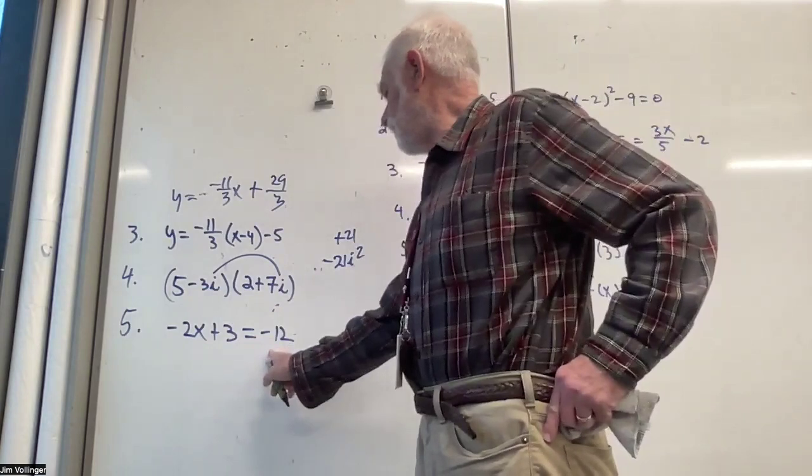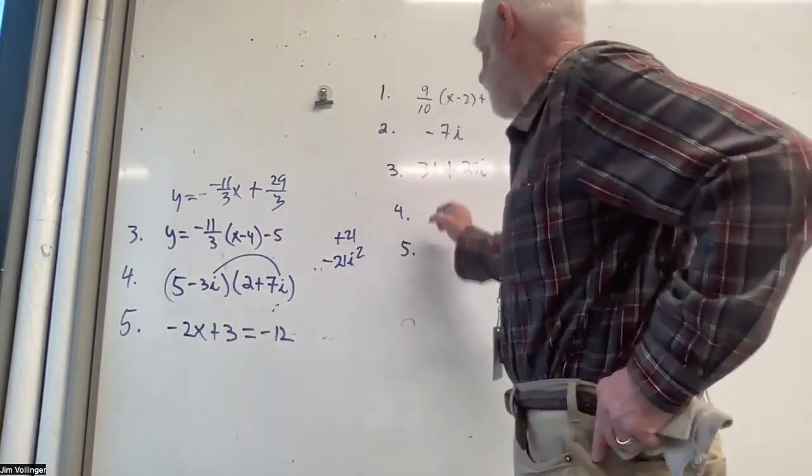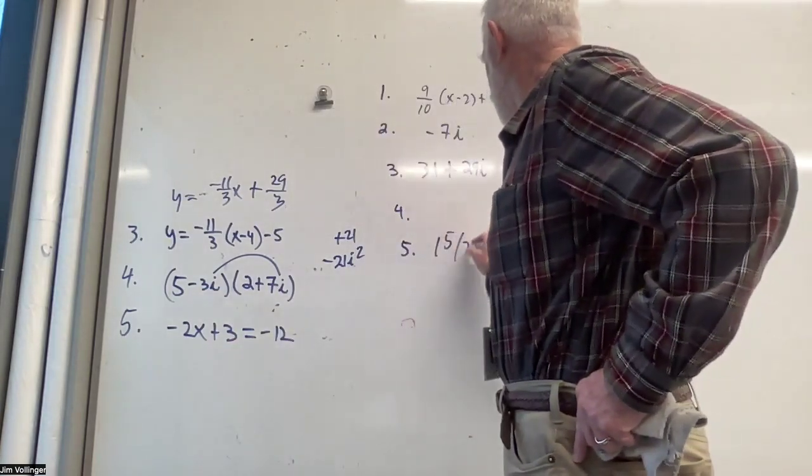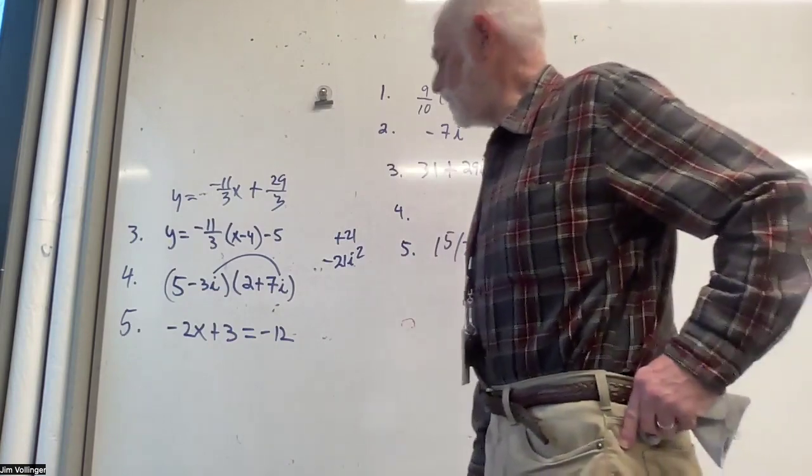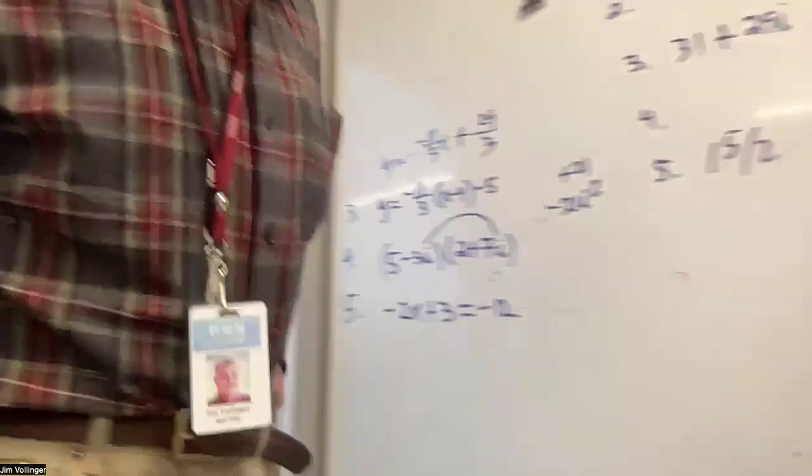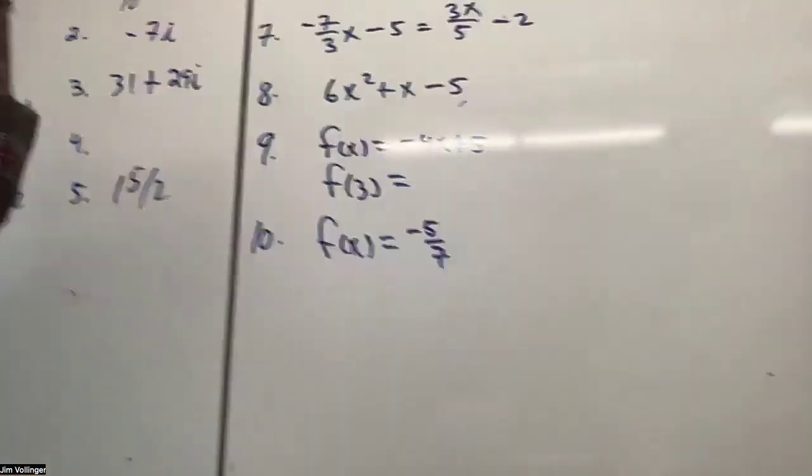So that's minus 15 divided by minus 2, 15 halves. And I think I covered all of those. All right, so let's move on. Just a practice session here. Should be able to do this problem in your head as well.